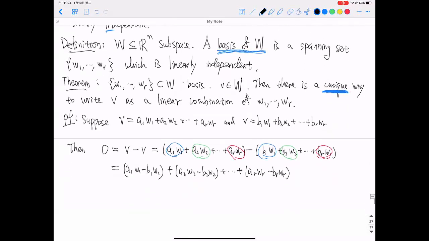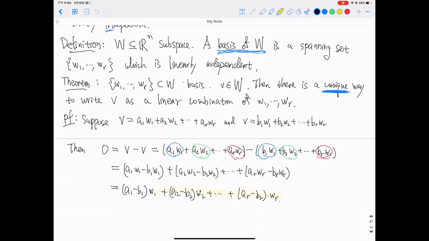And we again use one of the properties of scalar multiplication to write each of these terms as the difference between the two numbers times the vector. So A1 minus B1 times W1, A2 minus B2 times W2, plus AR minus BR times WR. Okay, so now what are we looking at?